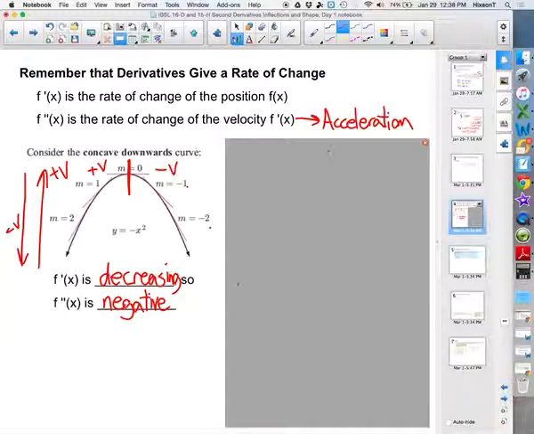Positive velocity here, because we're still going uphill, we're still increasing. However, through this whole thing, our velocity is going down. Our velocity is decreasing, so our second derivative, or acceleration, is negative.